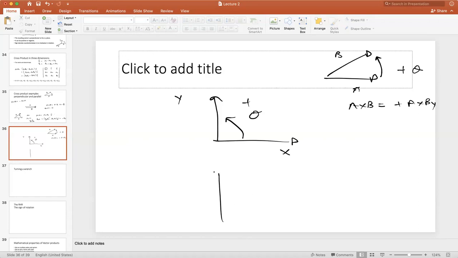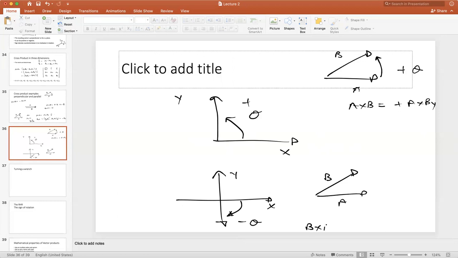However, if you were rotating clockwise, going down from the x-axis, you would get a negative angle, right? And here, if we're going to try to cross B to A, we're trying to turn the tip of B to the tip of A. And we're doing it in a negative direction. And the math tells us that we get negative AX BY. I should put that these are in the Z direction.